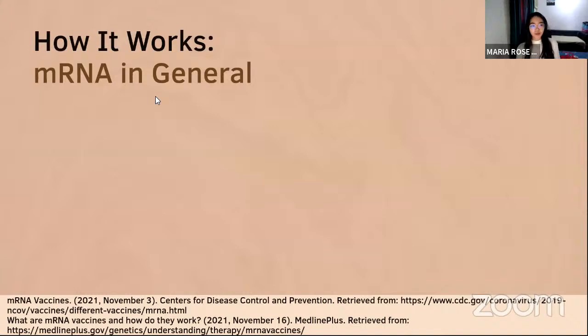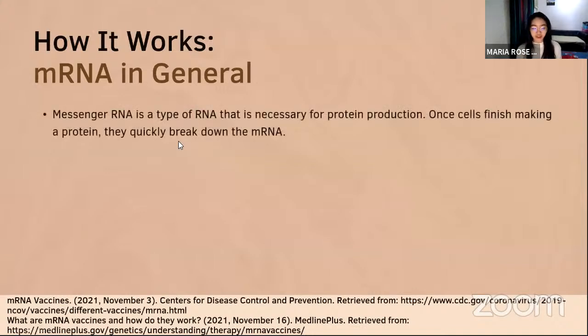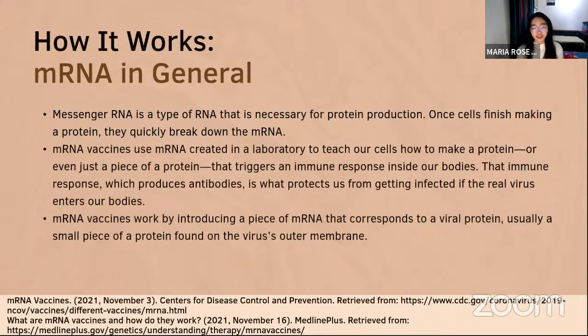Okay, thank you, Seb. Now moving on, we will talk about how these mRNA vaccines work in general. Messenger RNA is a type of RNA that is necessary for protein production. In cells, mRNA uses the information in genes to create a blueprint for making proteins. I'm sure we all know this from our chemistry lectures. Once cells finish making a protein, they quickly break down the mRNA. So mRNA vaccines use mRNA created in a laboratory to teach our cells how to make a protein, or even just a piece of protein that triggers an immune response inside our bodies.